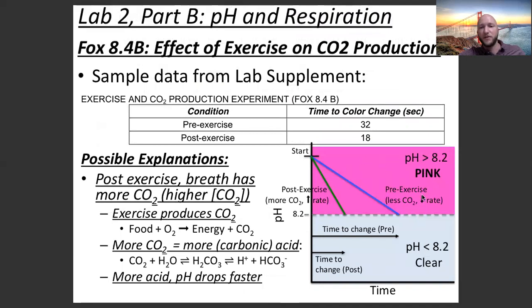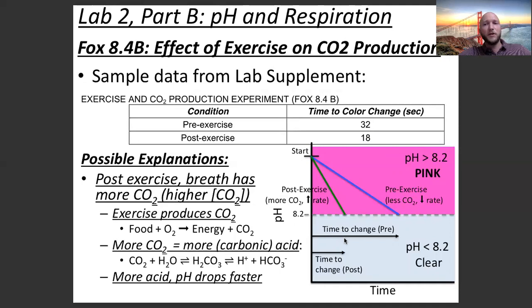So right here on the right side of the screen, you see this graph. The y-axis is pH, the x-axis is time. At above an 8.2 pH, phenolphthalein is pink. At below an 8.2 pH, phenolphthalein is clear. So when we start the experiment, the solution has a pH of above 8.2. We finish the experiment when the pH drops just below 8.2. Carbon dioxide, when it's dissolved in the liquid, makes the liquid more acidic.